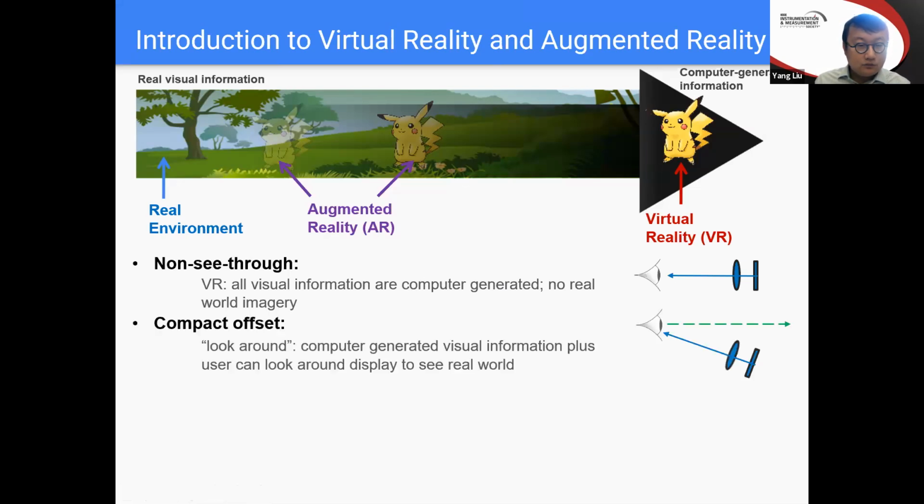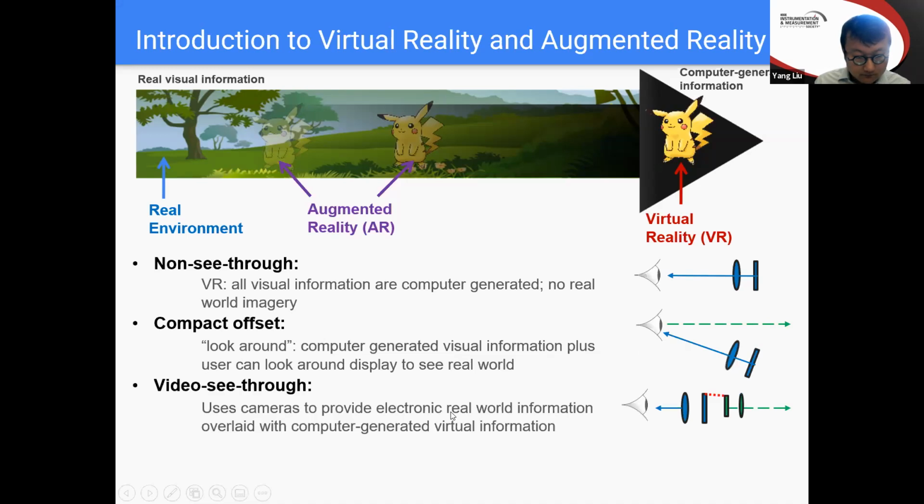The second way to instrument and implement an AR headset is the so-called compact offset. Essentially, you can look around the digital display, right? As shown here, you can look around it. That way, you could either look at the virtual information or look at the real world.